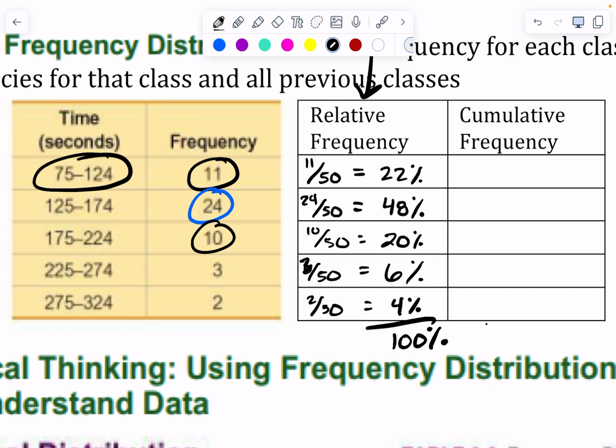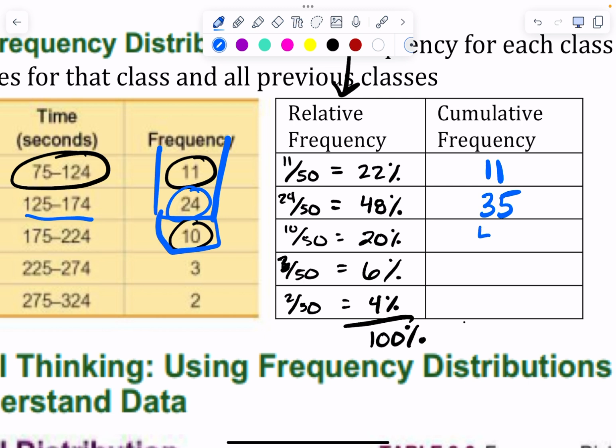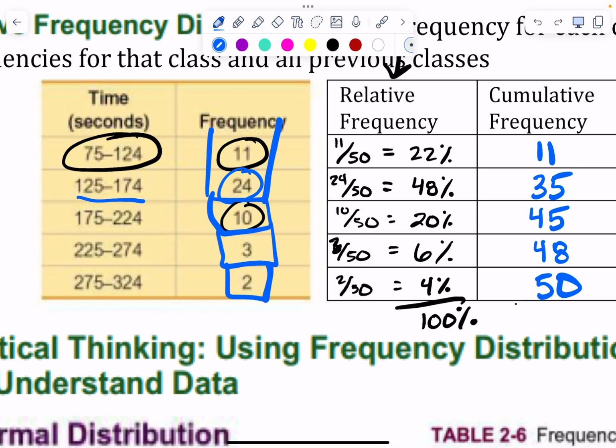Okay, cumulative frequency. So if I'm in the first class, the only cumulative frequency I have is 11. But if I'm in the second class, what's the frequency up to that point? 35, okay? The next class is now 45. The next class is now 48. The last class is now 50. This should be your total, right? Now, the reason why this is important is if I were to ask how many people had to wait less than 225 seconds for their order? 225 is here, right? That would be these 3 classes, so 45 people were less than 225 seconds. That's where that comes in handy, right?